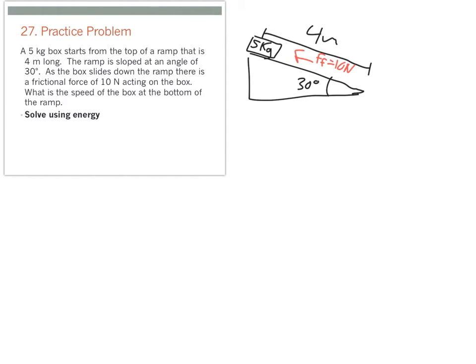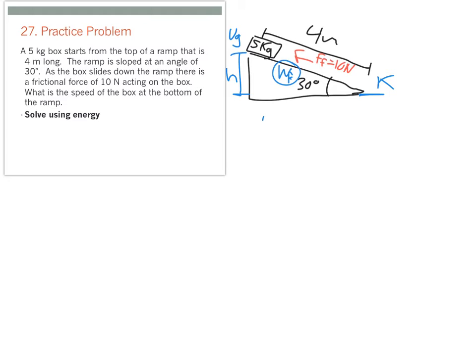So energy-wise, I want to think about what kind of energy we start with, what kind of energy we end with. We're starting up here with gravitational potential energy because we have some height. We don't know what it is, but we do have some height above the ground. We're ending here with kinetic energy, because we're moving and we no longer have a height. And there is some work done by friction happening in between.